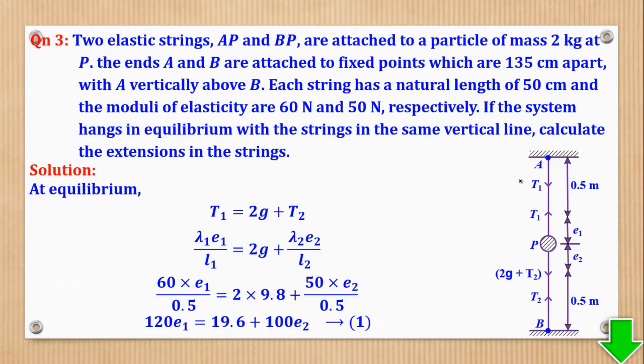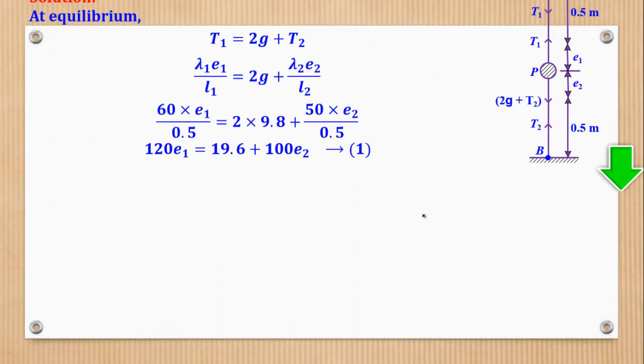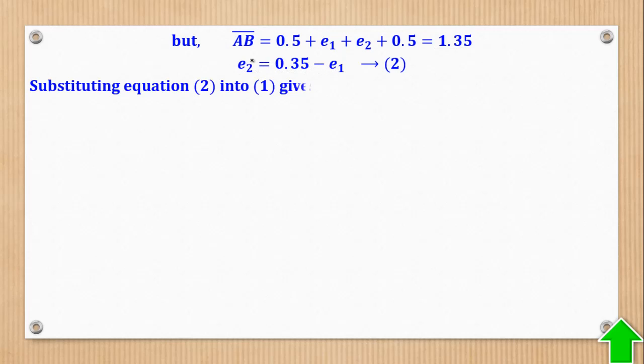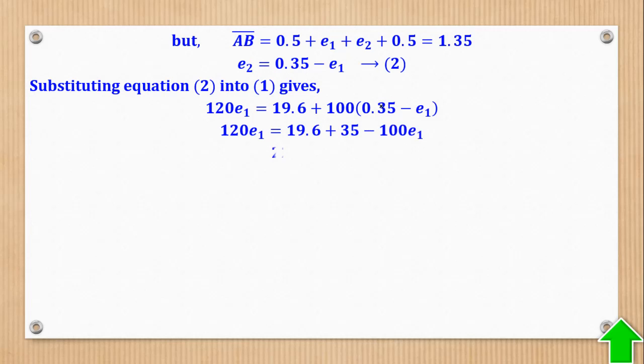Then I'll remember that they told us something. The two points are 135 centimeters apart, meaning from here up to here is 135 centimeters, which is 1.35 meters. Therefore, e2 will be equal to 0.35 minus e1. Now I have 2 equations and 2 unknowns, so I can easily solve. Substituting equation 2 into equation 1, I'll come up with this. Then expand and collect like terms and get the value of e1. Now that I've got e1, I can get the value of e2.